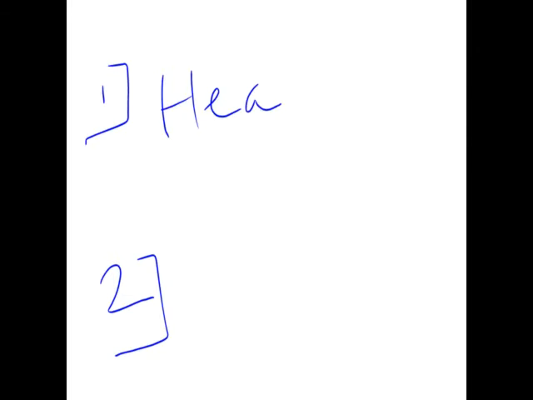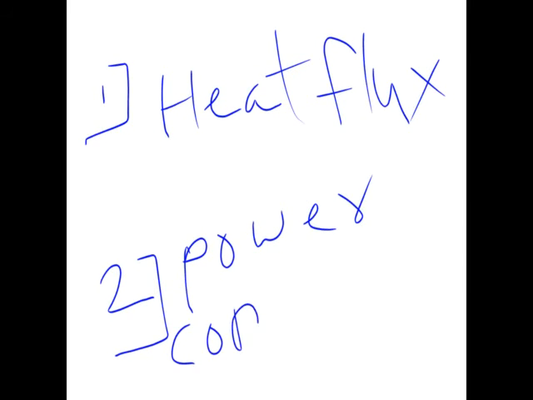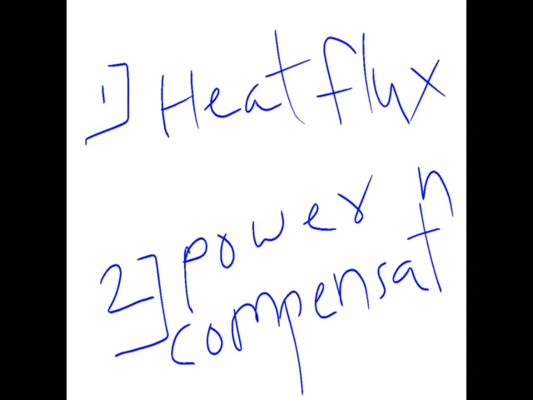One is the heat flux DSC. The DSC is divided into two parts: the heat flux DSC, and the second one, power compensation DSC. So there are two types of DSC, the heat flux DSC and the power compensation DSC.